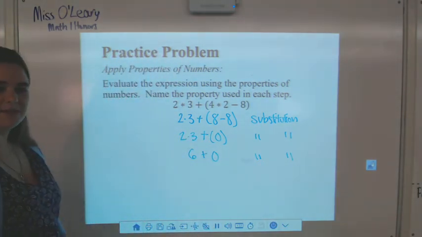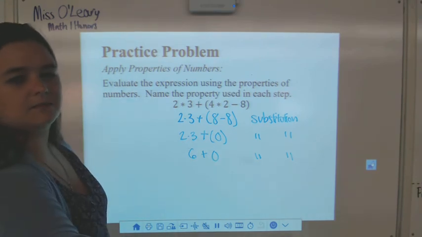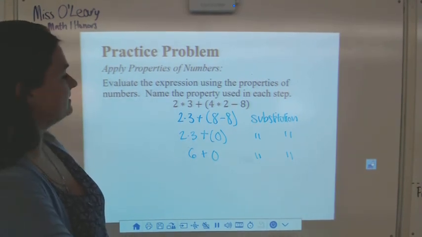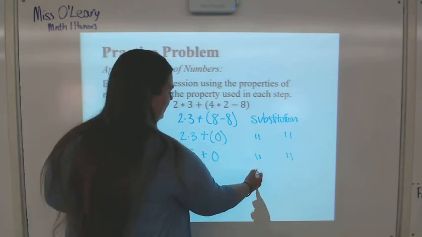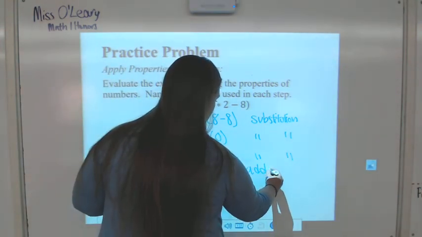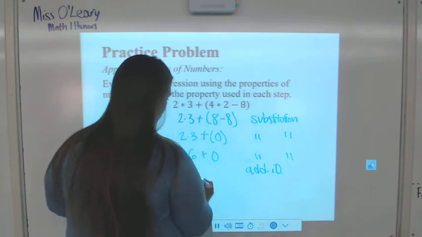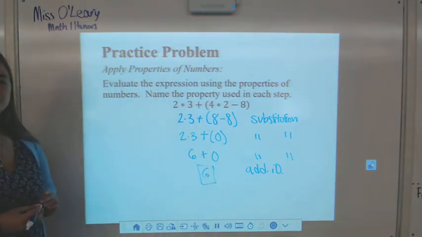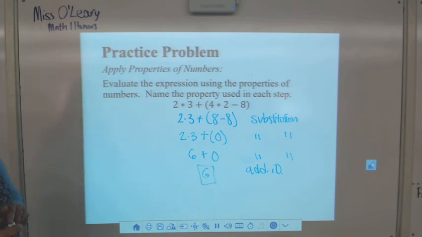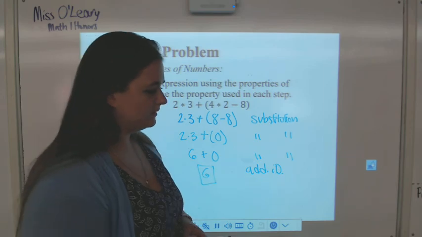Last one here, I'm thinking about that last identity that I talked about. That last identity is the additive identity, which tells me that anything plus 0 is itself. Lots of work to get to a pretty simple answer here, but I wanted you to see what it looks like when I apply the properties of numbers.